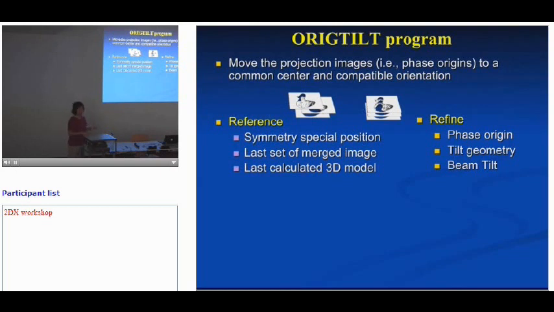And the third situation is that once you establish a larger set of data and you have a 3D model, then you can use that as your reference. That's also a very good way of doing it. When the Oracle Tilt program is run, you can do several refinements. One is, of course, the phase origin. The other thing you can use it for is refining the tilt geometry. And you can also use it for refining beam tilt once you get to higher resolution.